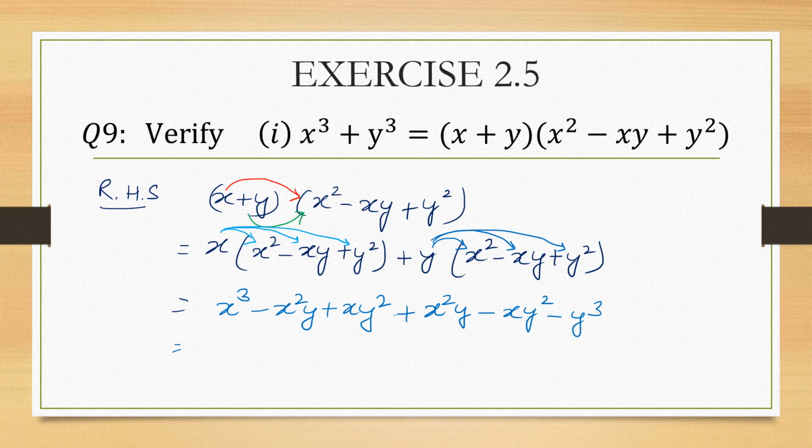After this, we will combine the like terms. So first term is x cube. Now there's no other term of x cube. So second one is minus x square y. If you observe this minus x square y and plus x square y, the terms are same with the opposite sign. So they will be cancelled out. Similarly, plus xy square will be cancelled out with minus xy square. So here we are left with only minus y cube, which is equal to left hand side. So hence we have verified this. You just have to open the bracket and combine the like terms.